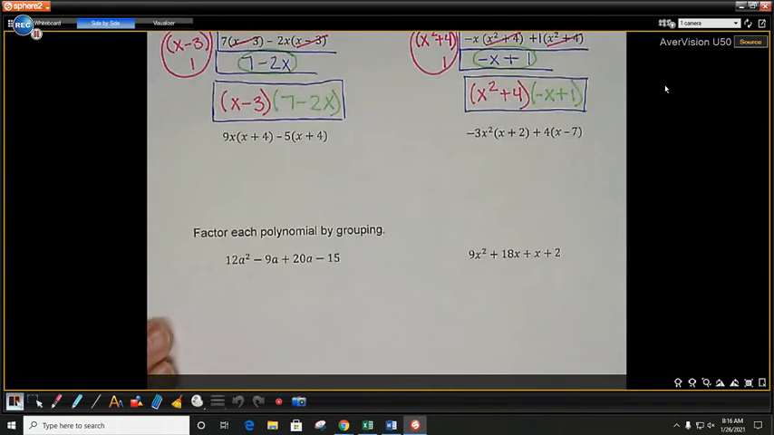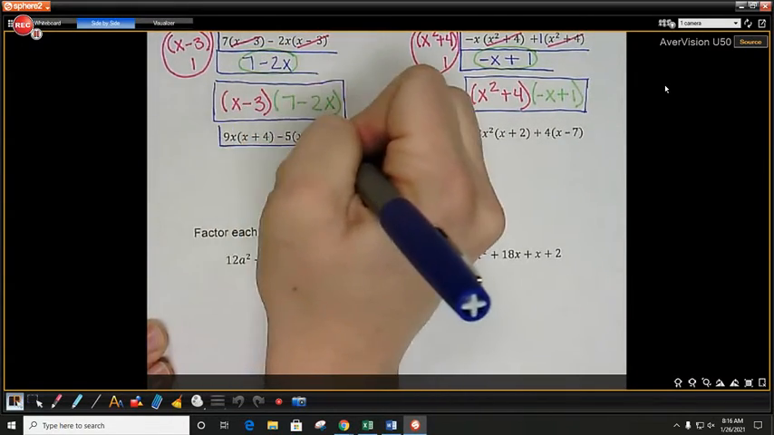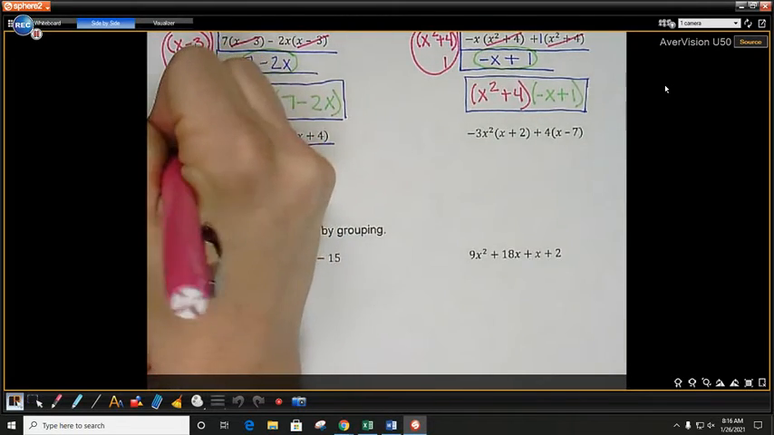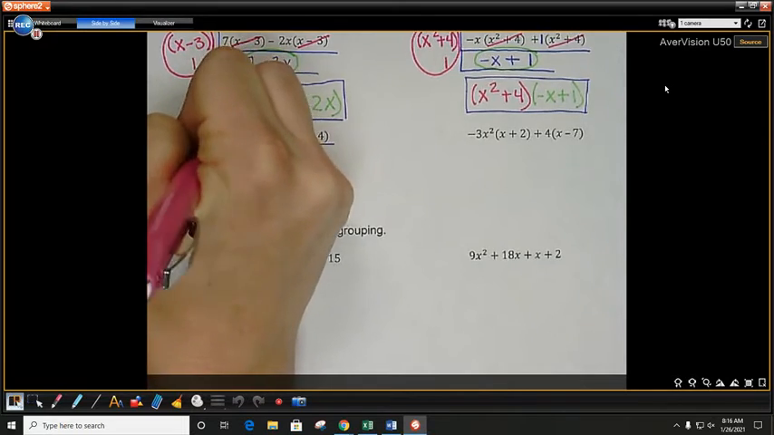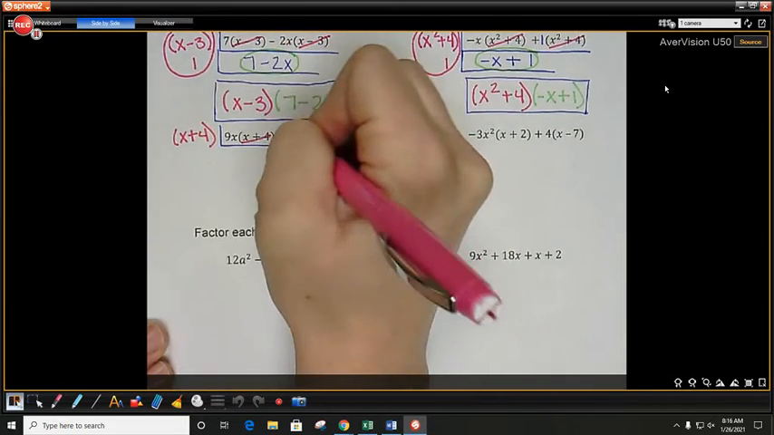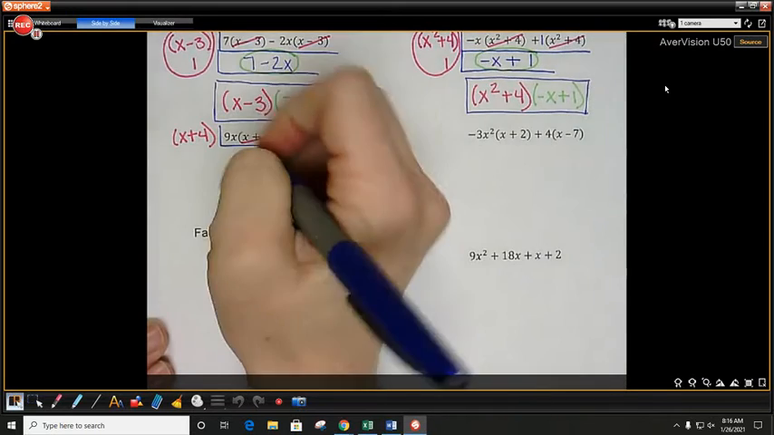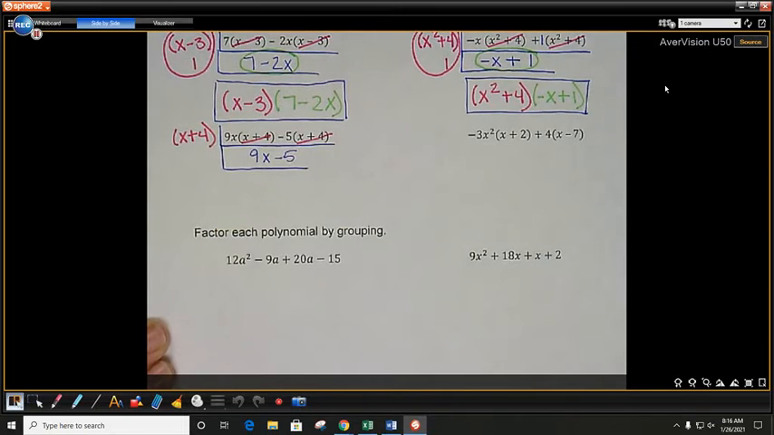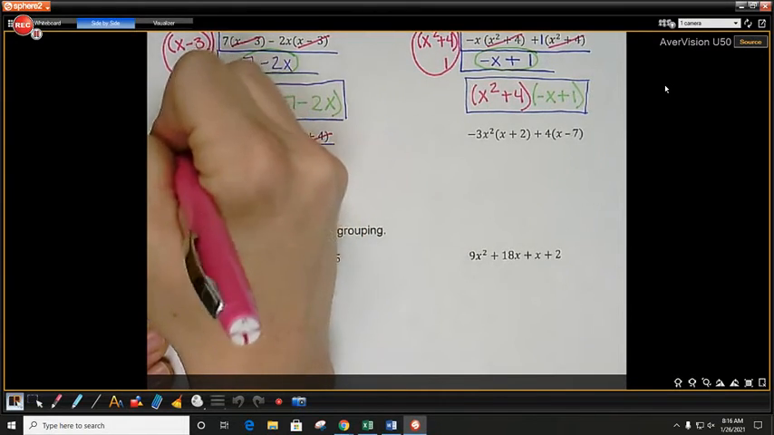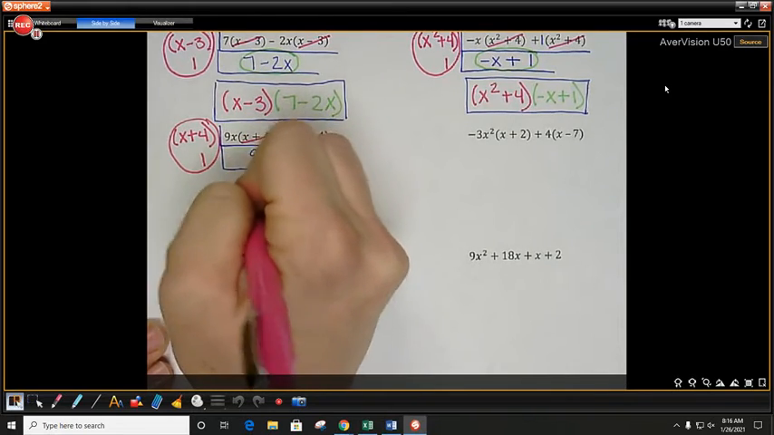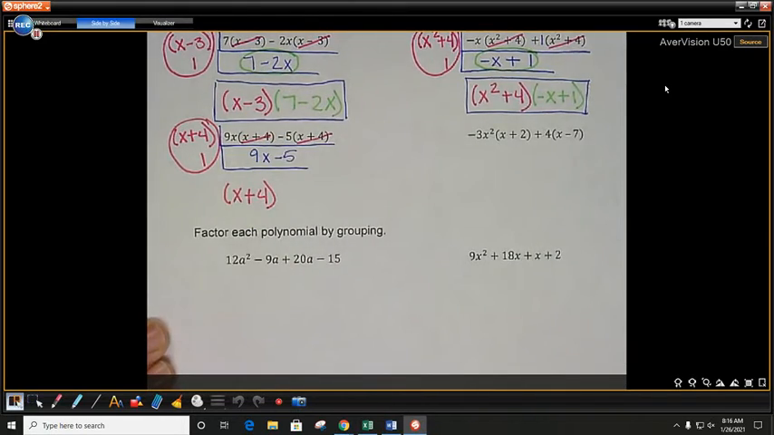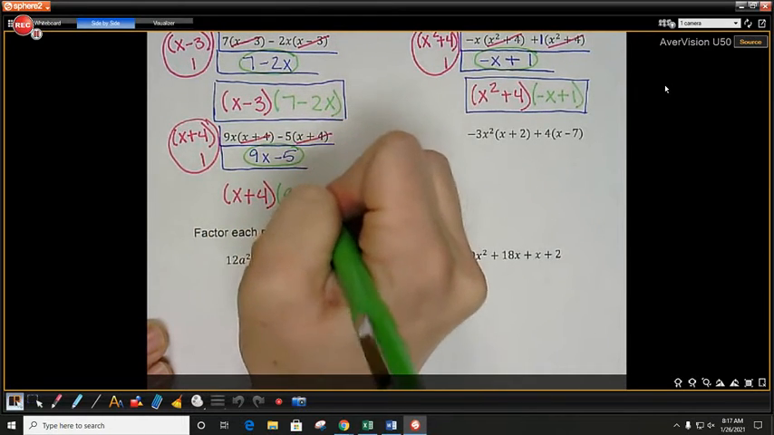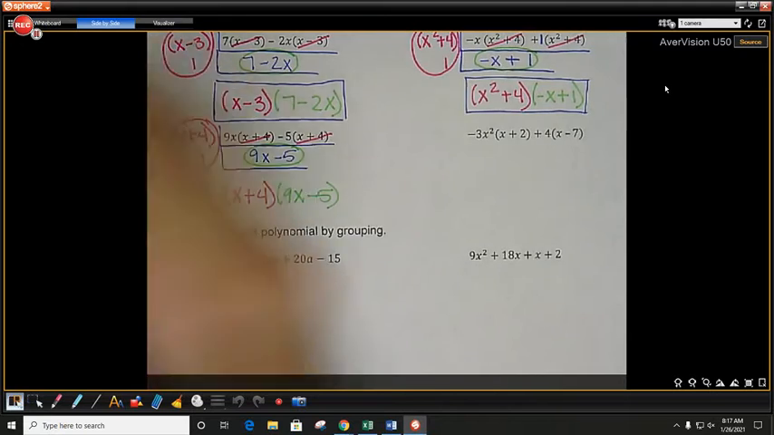Okay, let's look at the next one. Again, upside down division. Do my parentheses match? X plus 4, x plus 4. They do, so I'm going to factor out my common parentheses, my common binomial. X plus 4 is gone, x plus 4 is gone. Write out what's left over, so 9x minus 5. Here your common factor is 1. So my GCF is x plus 4 times the last row of my upside down division, which is 9x minus 5. Here we go.